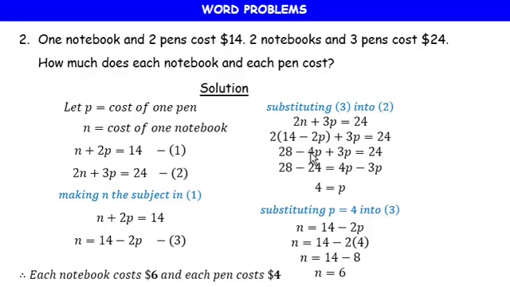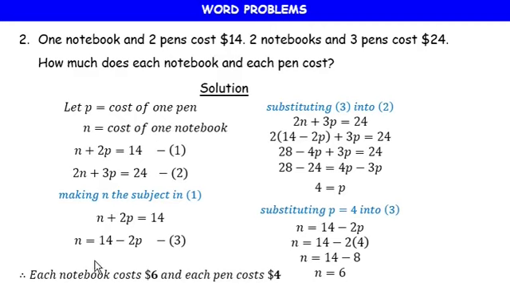I decided to take the 4p and the 3p to the right side, and then I brought the 24 to the left side. So in the end you have 28 minus 24 is equal to 4p minus 3p. 28 minus 24 gives us 4, and 4p minus 3p gives us p. So p is equal to 4. We can substitute p is equal to 4 into any of the equations.